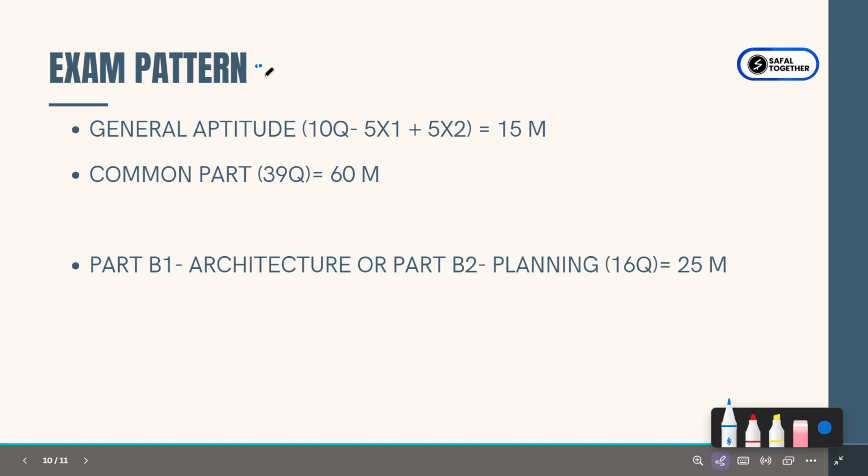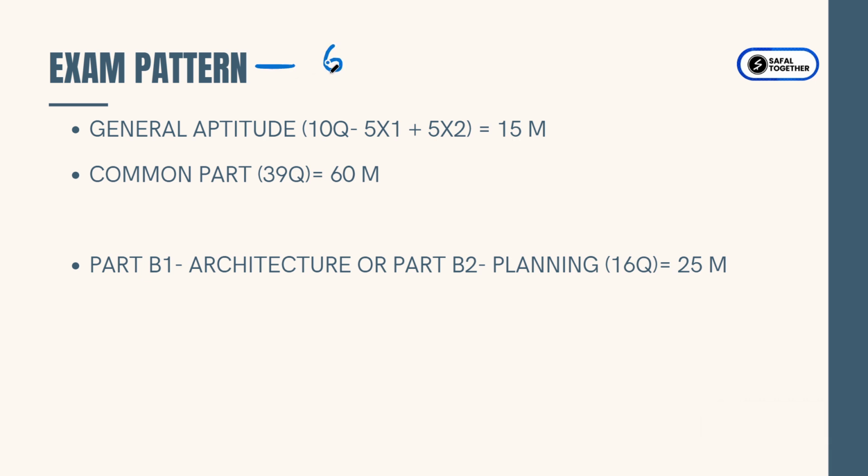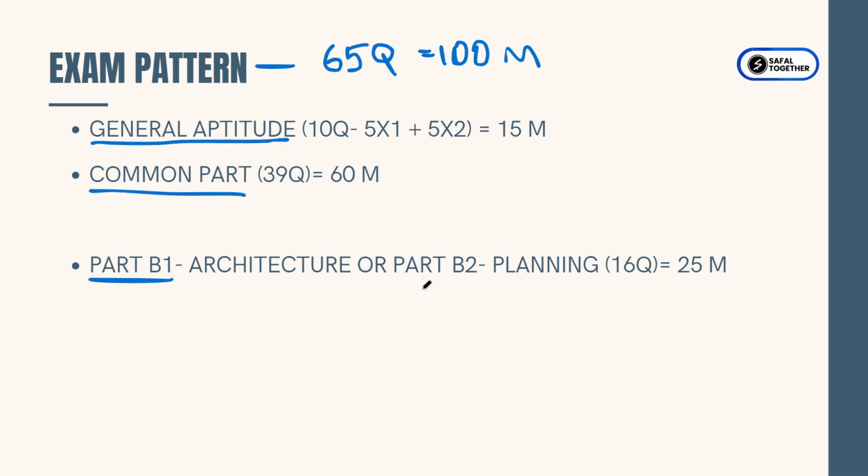I'm sure by now you're aware that your GATE exam usually consists of 65 questions of a total weightage of 100 marks. There are three sections in your exam paper: the general aptitude section, the common part, and your optional part, which is part B1 or part B2. Your 65 questions are split across these with their own respective weightages.